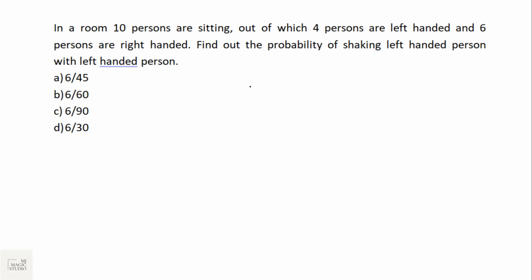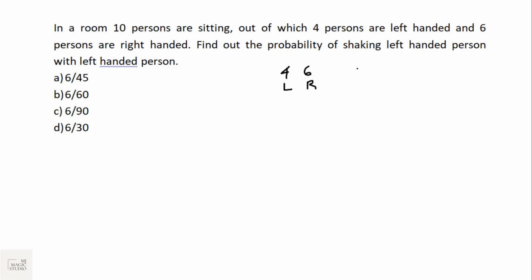A take on permutation combination question which you should expect in advanced numerical ability round 2. In round 1, I don't think that they would be asking any question from permutation combination or probability or higher algebra. This question you may expect in round 2. In a room, 10 persons are sitting, out of which 4 are left-handed and 6 are right-handed. Find out the probability of a left-handed person shaking hands with a left-handed person.